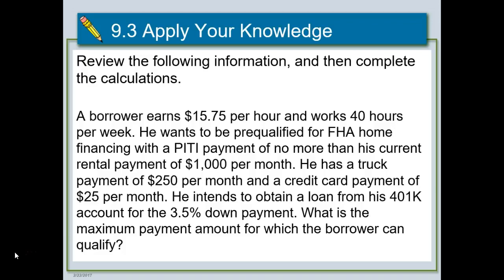He wants to be pre-qualified for an FHA loan financing with a PITI payment of no more than what he's currently paying for rent, which is $1,000 a month. He has a truck payment of $250, a credit card payment of $25 a month. He intends to obtain a loan from his 401k for the 3.5% down. Wow, a lot of information. What is the maximum mortgage payment that he'd qualify for?